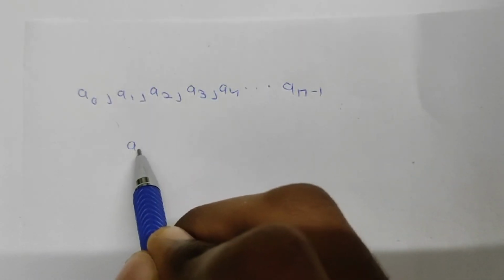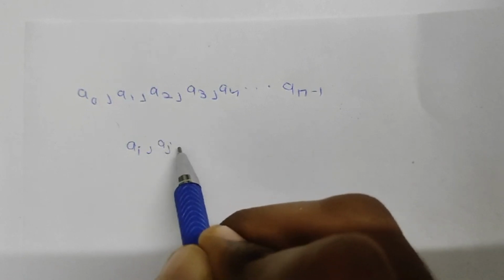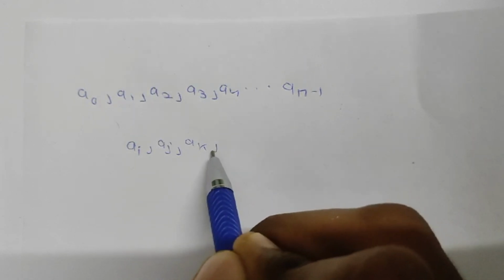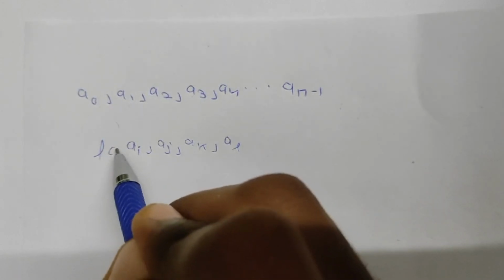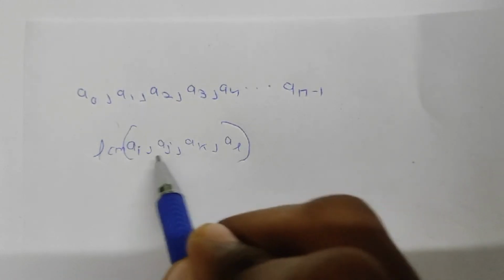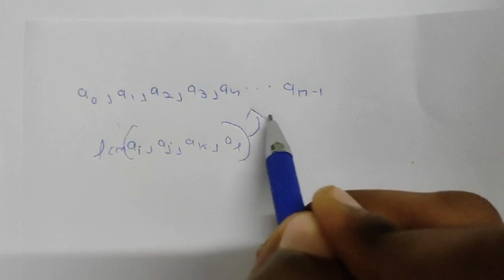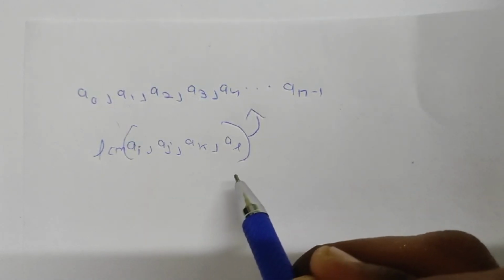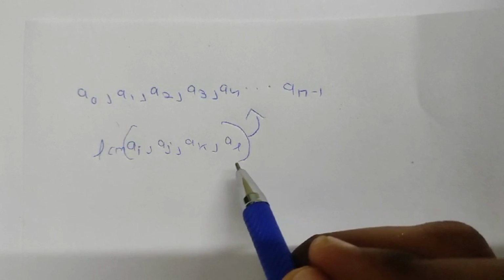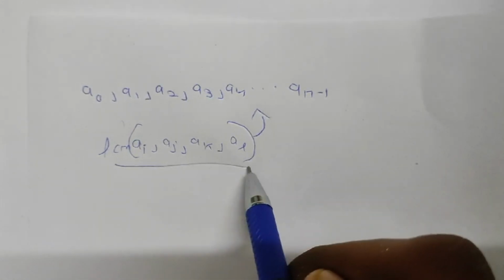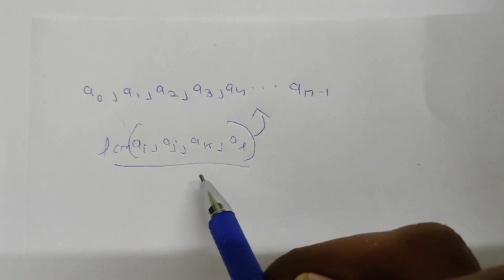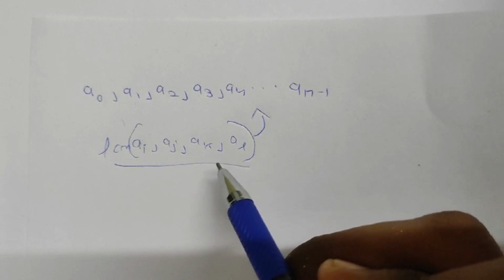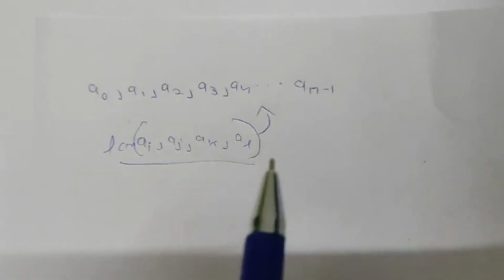Suppose the subsequence that we chose is a of i, a of j, a of k, a of l, something like this. If we take the LCM of all these values, it should not be present in the original array. We have to find the longest subsequence which satisfies this condition. We don't have to print the subsequence, we just have to output its length. That's basically the problem.